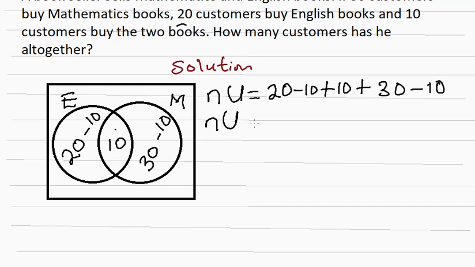So the number of customers is going to be 10 plus 10 plus 30. All right, which should actually be 10 plus 10 plus 20. So that should be 40. So 40 customers.